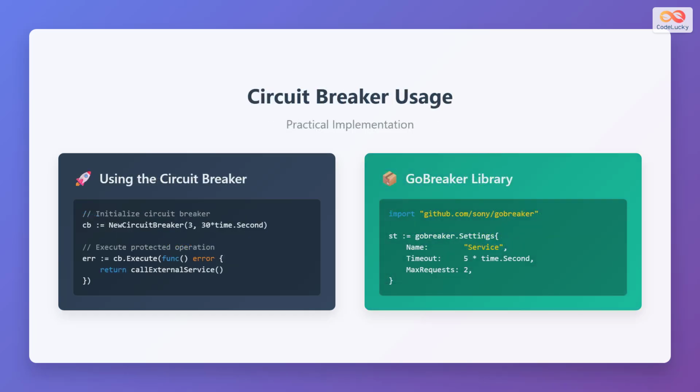Using a circuit breaker in practice involves initializing it with appropriate configuration values and wrapping your service calls with the breaker's execute method. When creating a new circuit breaker, you specify the failure threshold and timeout duration. For example, a threshold of 3 failures and a timeout of 30 seconds means the circuit will open after 3 consecutive failures and remain open for 30 seconds before allowing test requests.